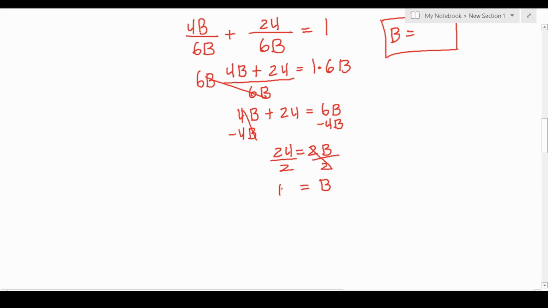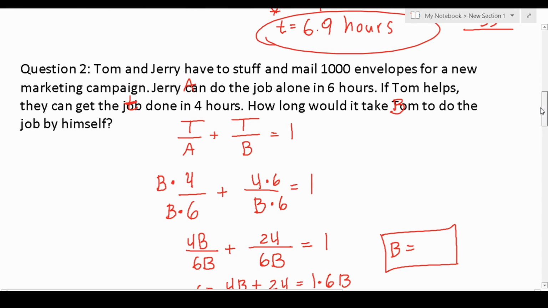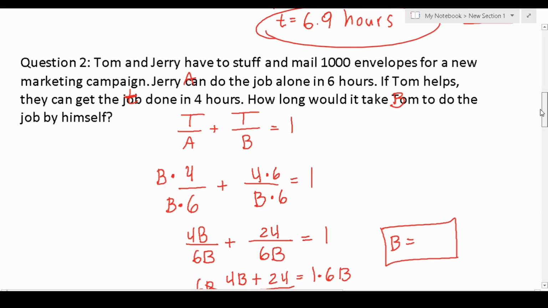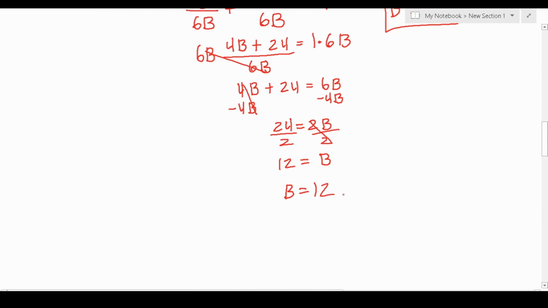24 divided by 2, we should know, is 12. And in math, it's customary to write the variable for which you solved on the left. So this is b equals 12. Again, b refers to the time it takes Tom to stuff and mail the 1,000 envelopes by himself. So in other words, it would take Tom 12 hours if he was working by himself to stuff and mail the 1,000 envelopes for the marketing campaign.